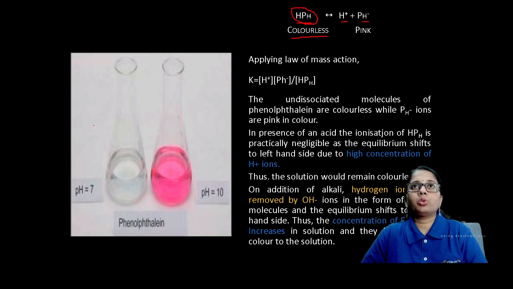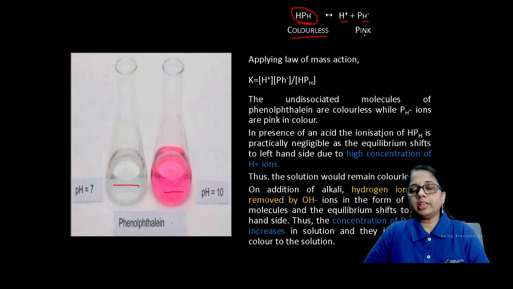That's what they have shown here in the figure. In this figure, at pH 7 it is colorless in this flask, whereas at pH 10 it is pink. That means on the basic side it is pink.